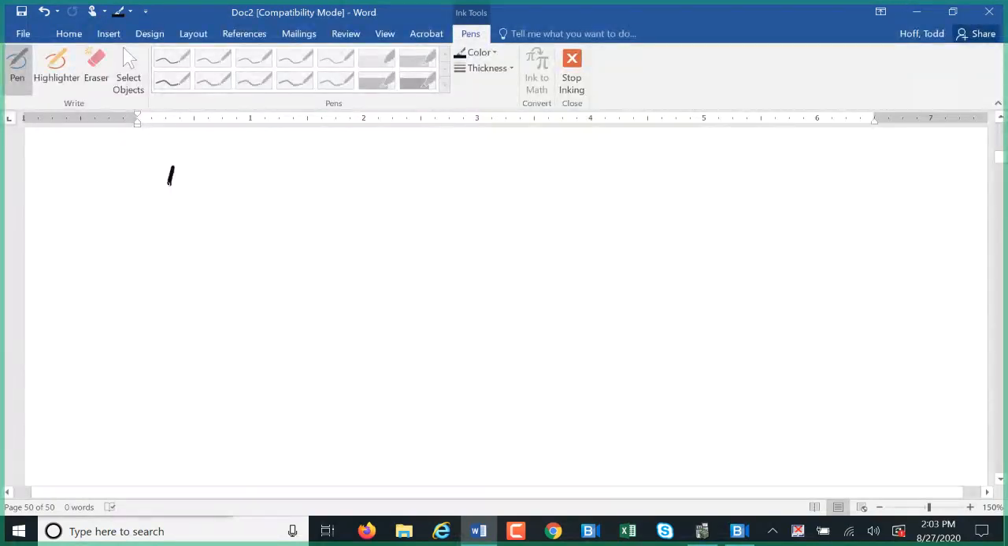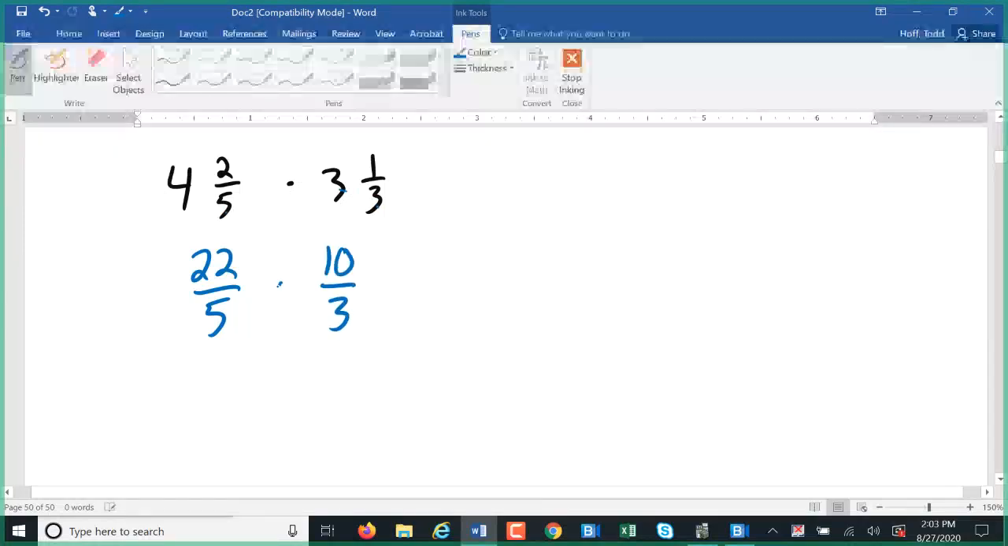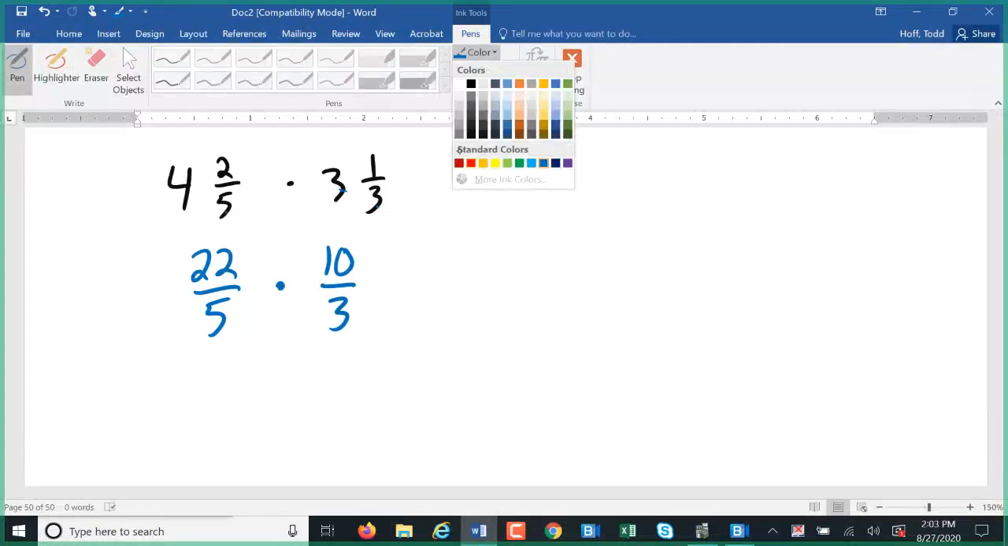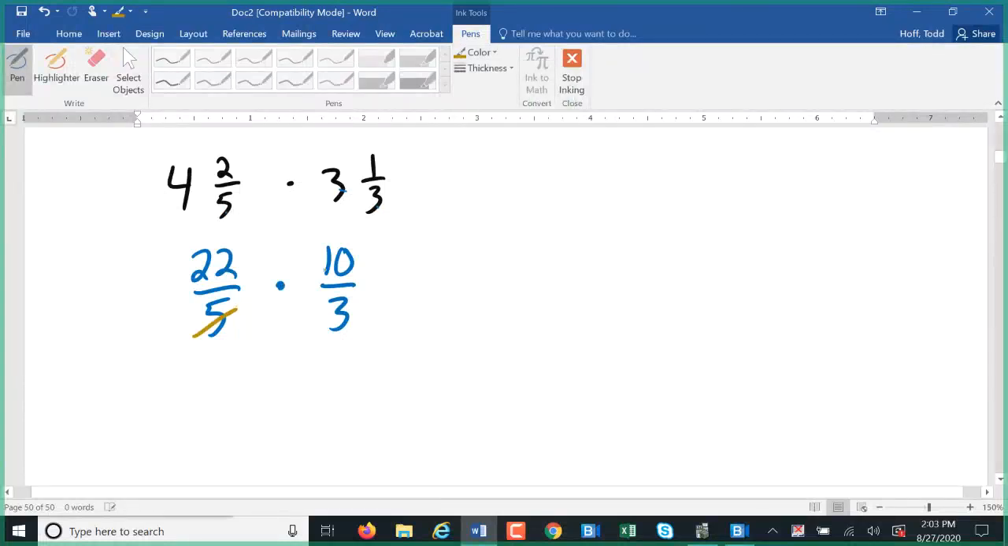Let's do 4 and 2/5 times 3 and 1/3. So we have to make those into improper fractions. 4 and 2/5. 4 times 5 is 20, plus 2 is 22/5. 3 and 1/3. 3 times 3 is 9, plus 1 is 10/3. And we are multiplying. We can, again, cross-cancel the 5 and the 10. Both divide by 5. 5 divided by 5 is 1. 10 divided by 5 is 2.